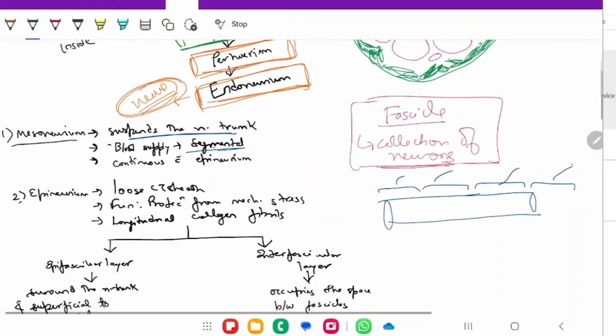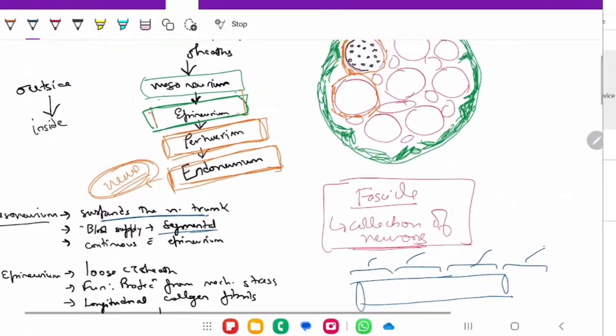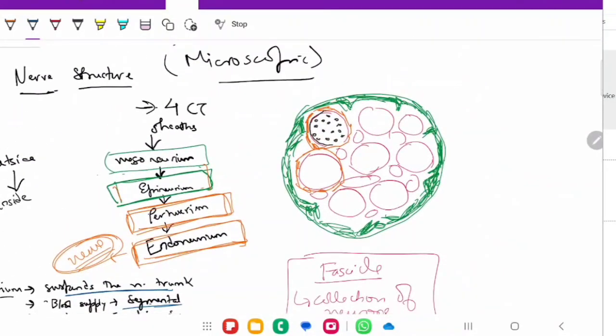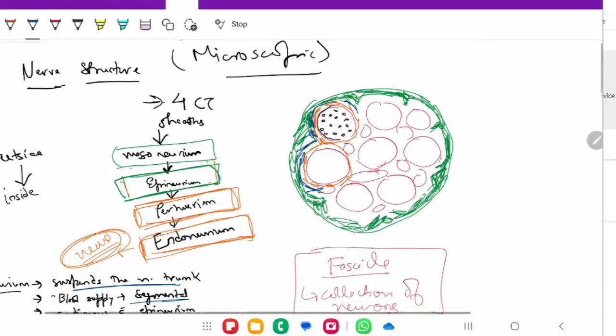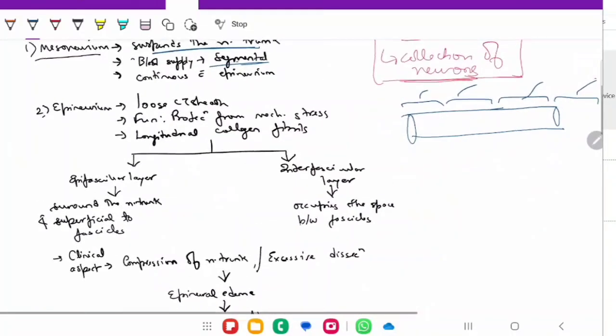It is continuous with the epineurium. So the thing is, over here if we see, this mesoneurium gets mixed up with your epineurium and it covers all the fascicles. Now we'll go on to epineurium.